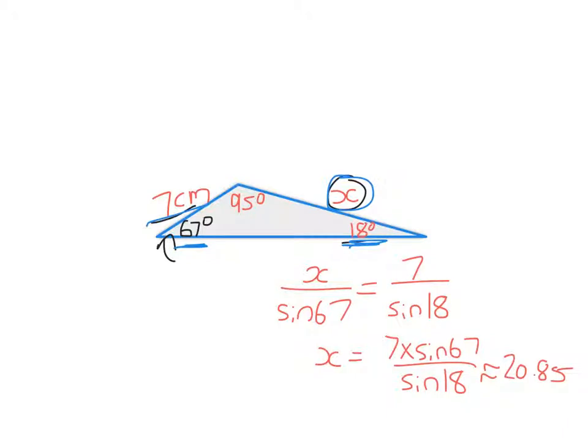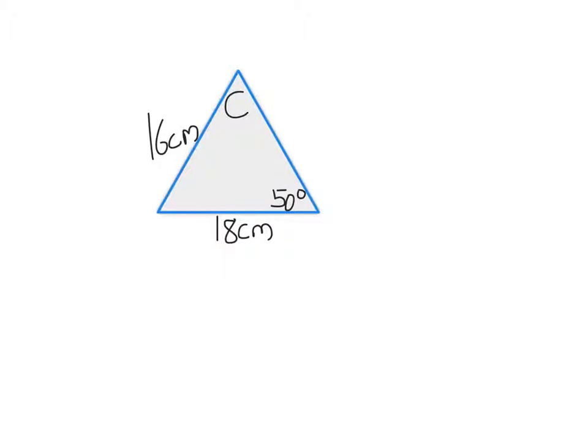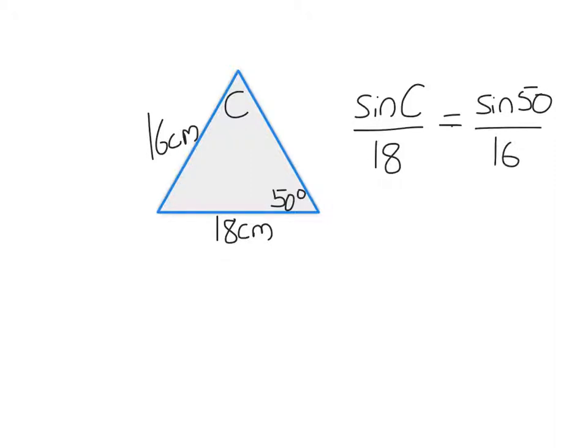Now let's look at finding an angle using the sine rule. Let's use the sine rule to find the angle C in this triangle here. Remember, when you're trying to find an angle, it's usually easier to flip the sine rule so that the sines are on top: sine of angle over corresponding side equals sine of angle over corresponding side. I want to get C by itself, so, like in the previous example, I'm going to times by the denominator of the fraction. So I get sine C is 18 sine 50 over 16.